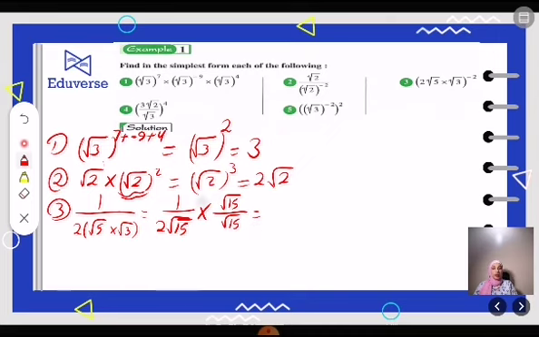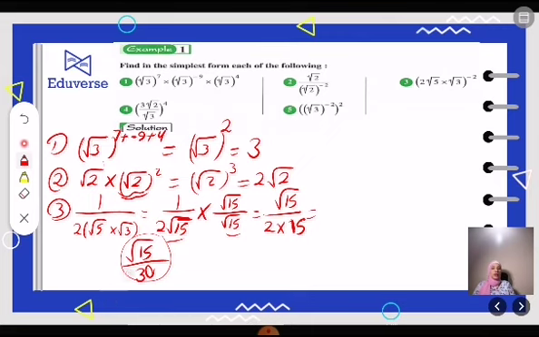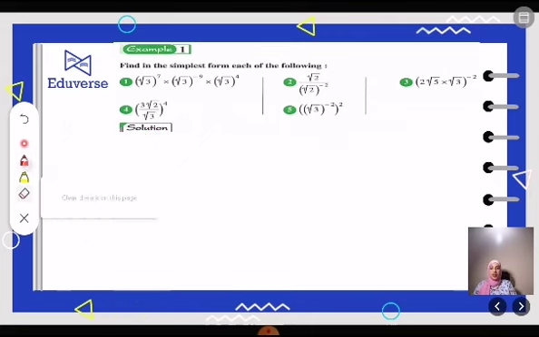Then, in multiplying here, it will be root 15 over 2 multiply root 15 times root 15, which is 15. Now, I have the result will be root 15 over 2 multiply 15, which is 30. And this could be the simplest form for this expression here. You already learned how to do it in the first term. Let's see here number 4.